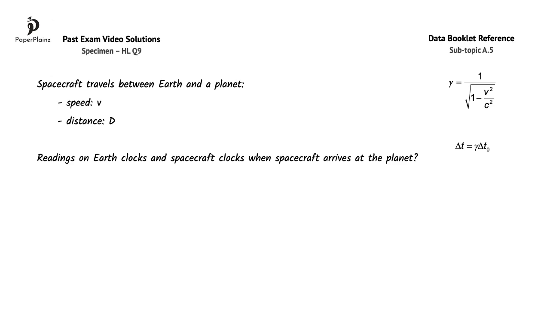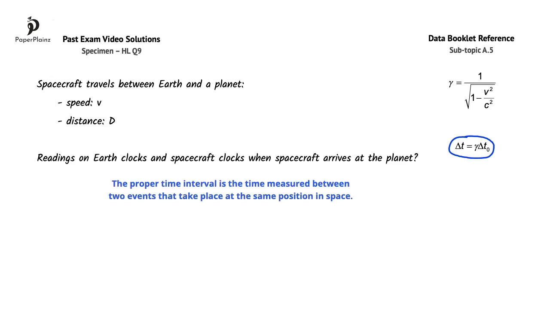To find the answer, we'll use the time dilation formula from the data booklet. Here, gamma is the Lorentz factor, and delta t0 is the proper time interval between two events. So the key thing we need to figure out in our question is whether the Earth clocks or the spacecraft clocks measure the proper time interval.